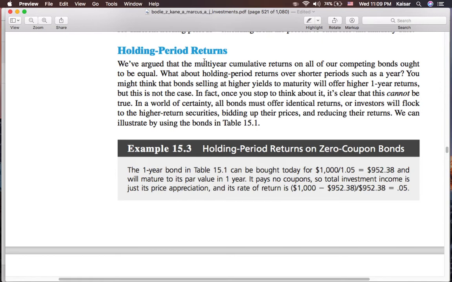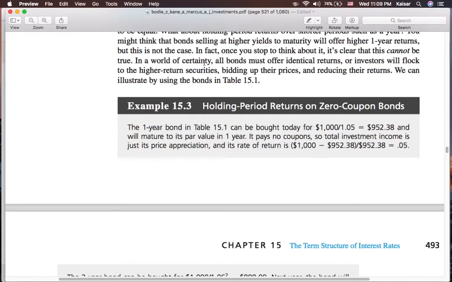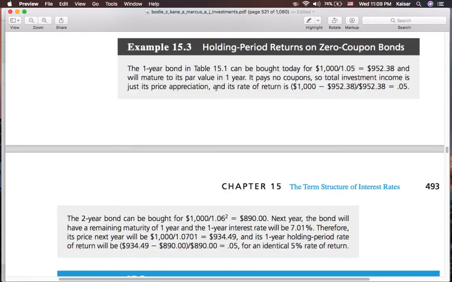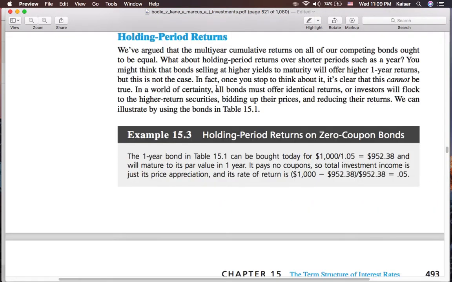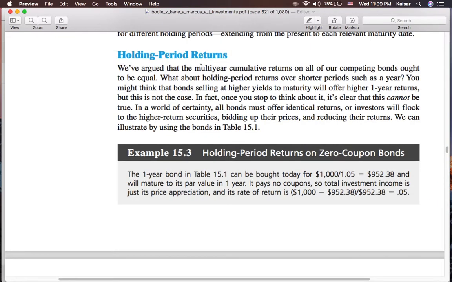illustrate by using the bonds in table 15.1. Holding period returns on zero coupon bonds.